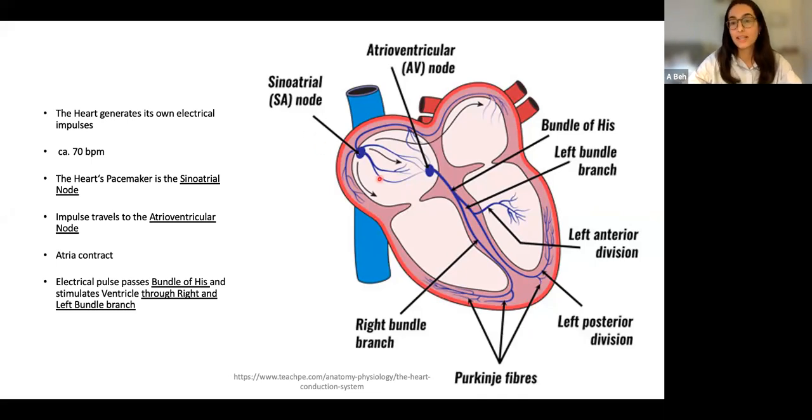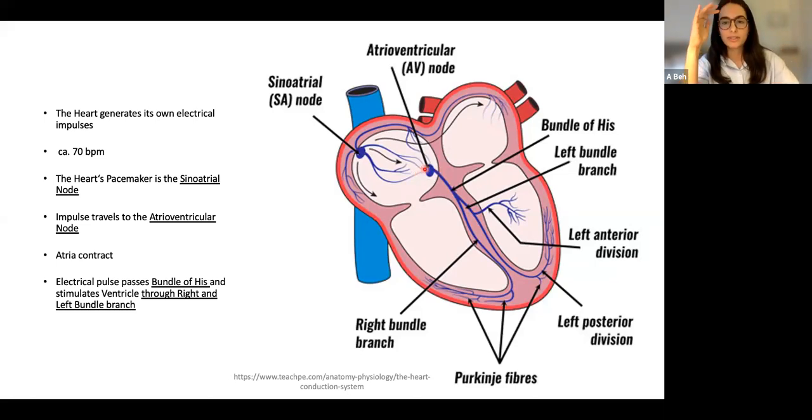so the sinoatrial node is located in the right atrium, sorry. And the sinoatrial node generates those electrical impulses, and they travel through the atrium into the atrioventricular node, which is still located in the right atrium. And those electrical impulses then travel also to the left atrium. And this makes the atria depolarize, and this is when they start contracting.